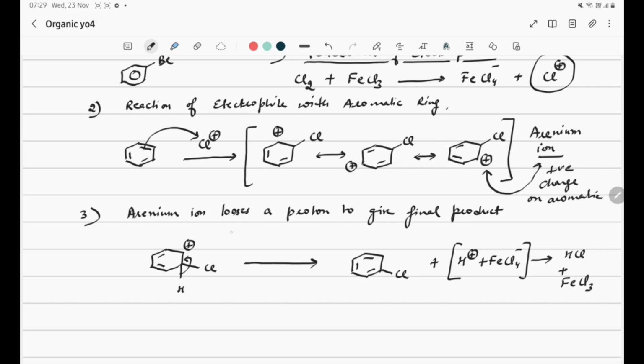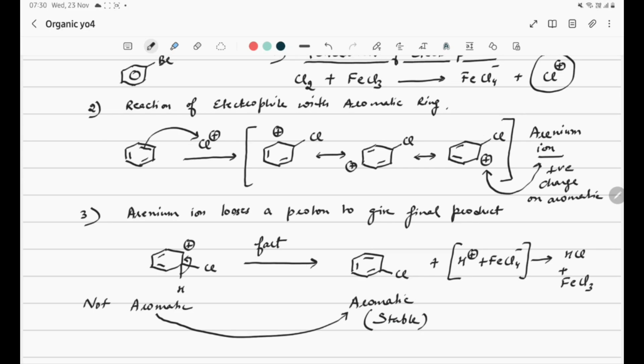So it is formed again to catalyze the further reaction. Why is this step faster? Because this is not aromatic, but this is aromatic. Therefore, we are going from a non-aromatic molecule to an aromatic molecule which is more stable. Therefore, this last step of the mechanism is the fastest step in the reaction.